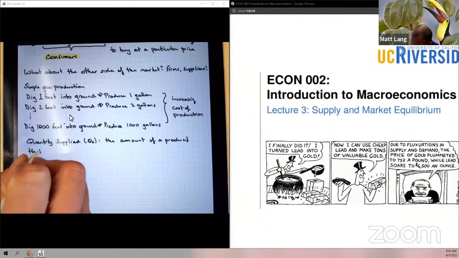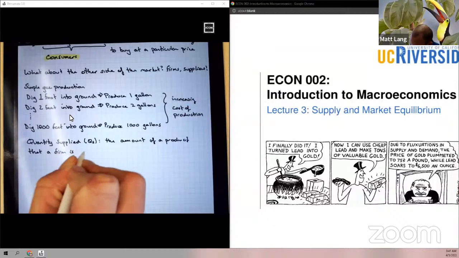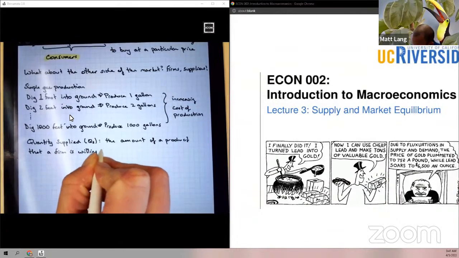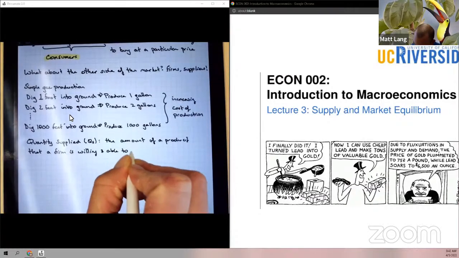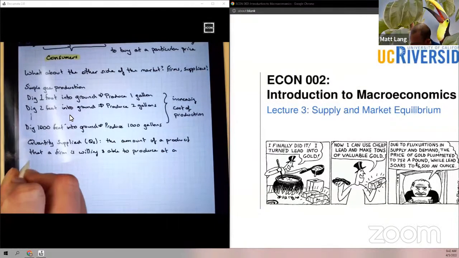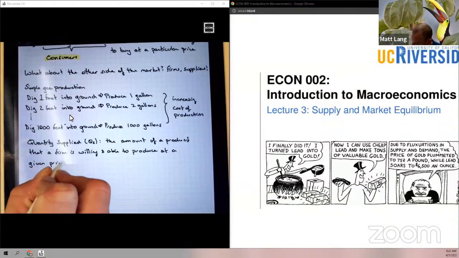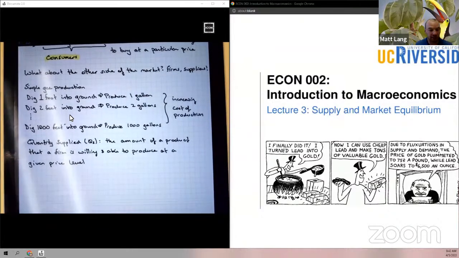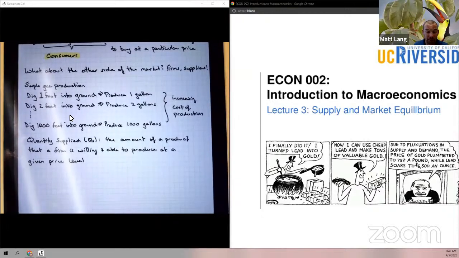We'll say that a firm is willing and able to, we'll say, produce at a given price level, right? And so for here, this is actually kind of important to think about this willing and able terminology, because if you're a firm and you start to drill further and further in the ground, you're going to say the price needs to go up. If I'm drilling this deep, I'm going to charge a higher price. Conversely, if the price starts to go up, you're going to drill deeper, right?